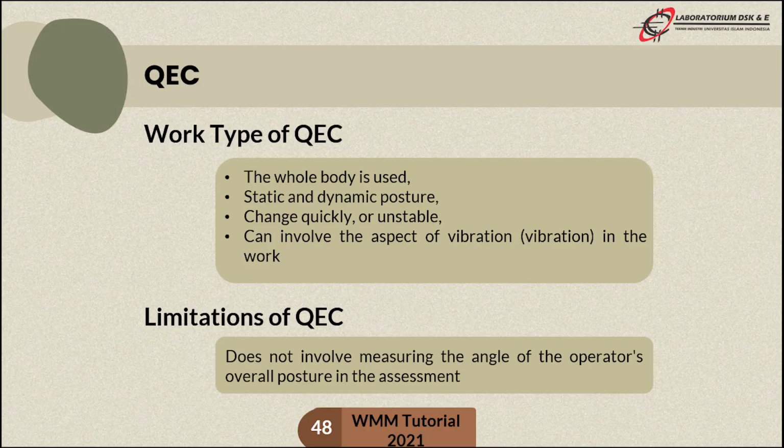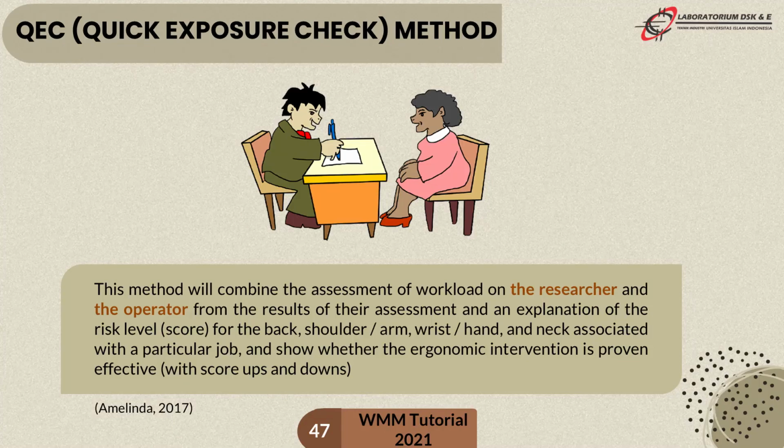KC method. Next is KC method. This method will combine the assessment of workload by the researcher and the operator from the results of their assessment, and an explanation of the risk level or score for the back, shoulder or arm, wrist or hand, and neck associated with a particular job, and show whether the ergonomic intervention is proven effective with score ups and downs.